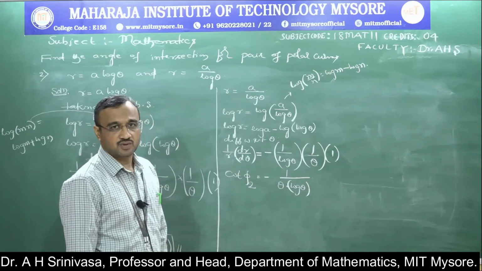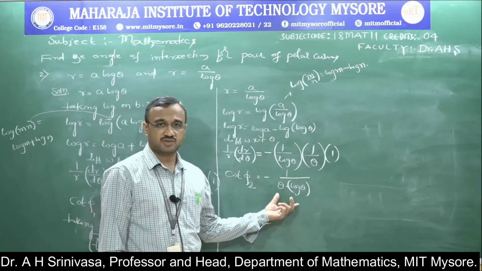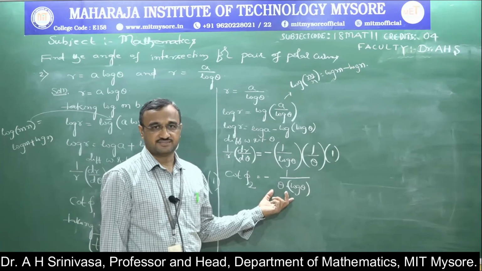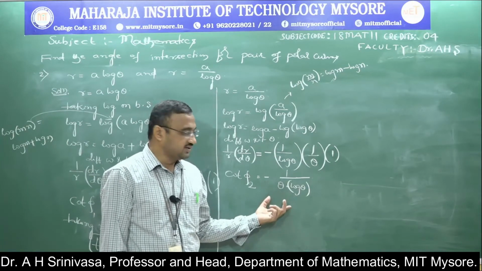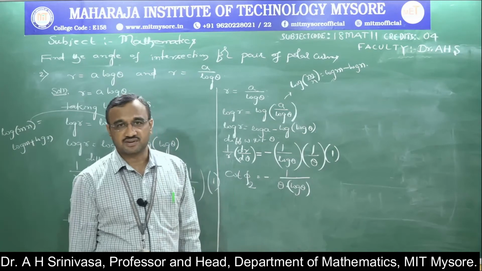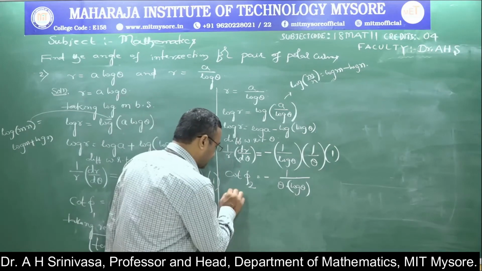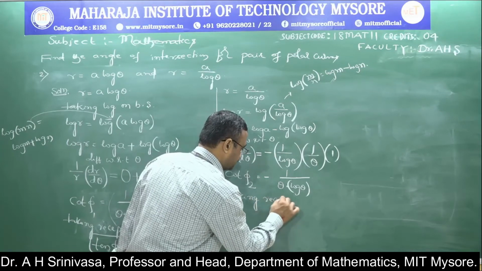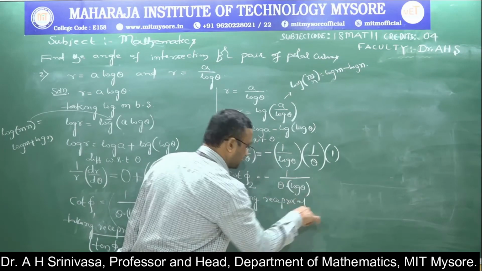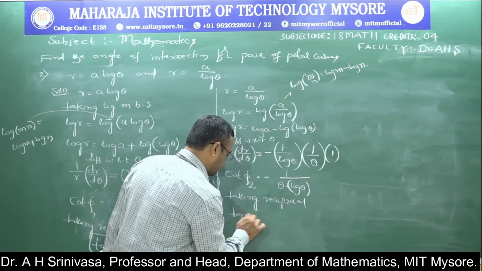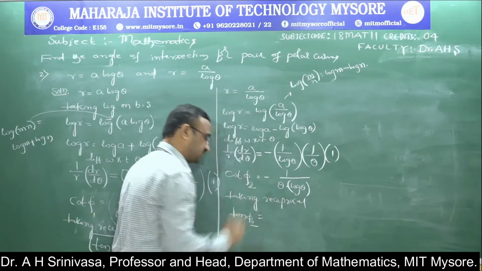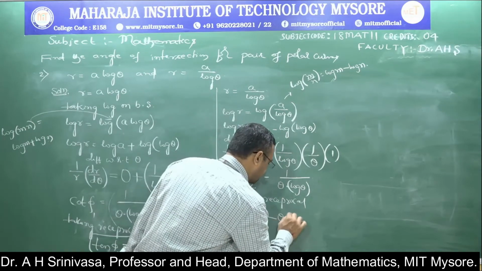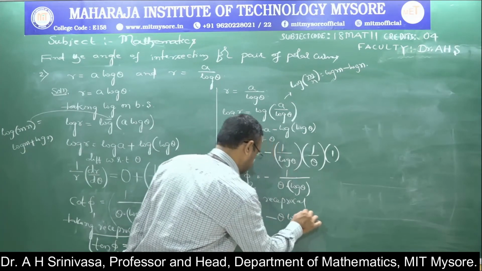Now take the reciprocal, because here also it is not possible to extract the value of phi. That's why we are going to convert in terms of tan. Taking the reciprocal, this becomes tan phi 2 should be equal to minus theta into log theta.